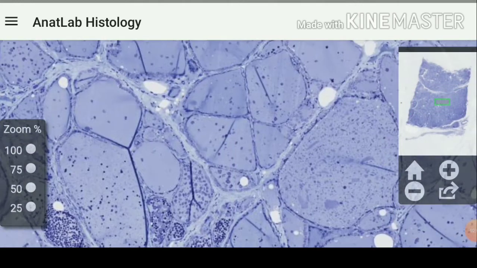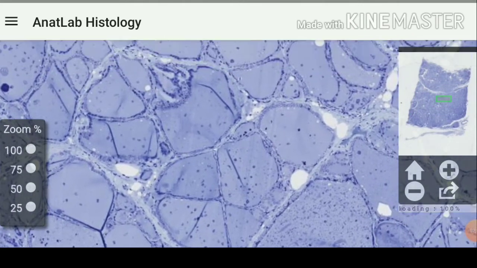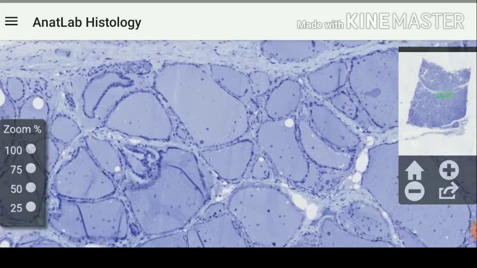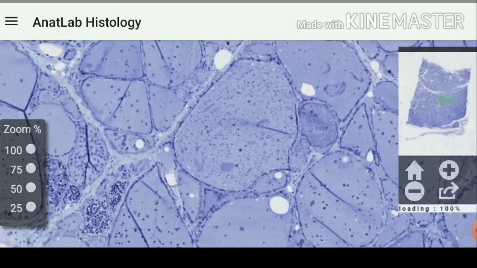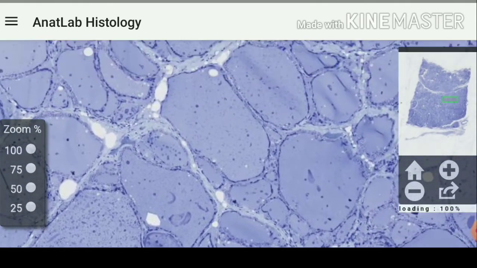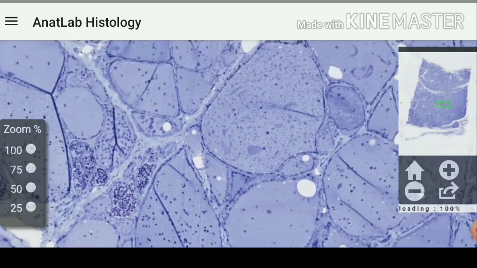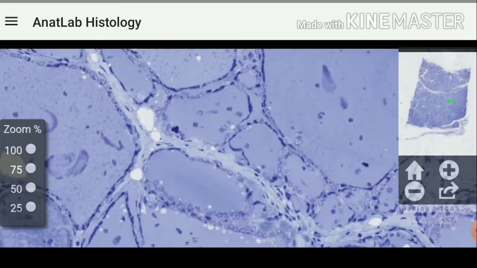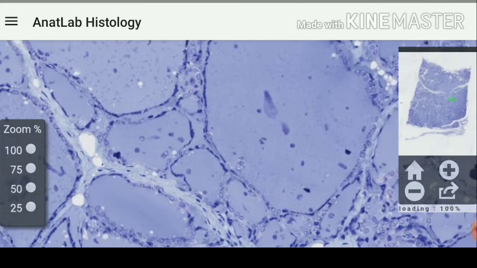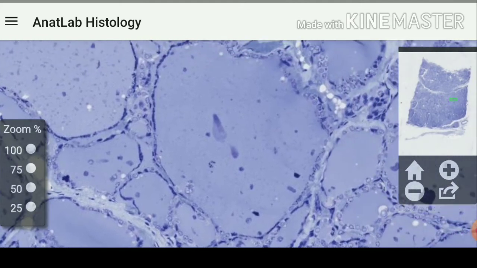further, I can see different size follicles, different size of the colloid, and in between the colloid different cells and the blood vessels. So I will focus on only one follicle and try to study that. So for example, this is the follicle, and this is the colloid where the thyroid hormone is present. It is stored here and mainly synthesized by the thyroid follicular cell.